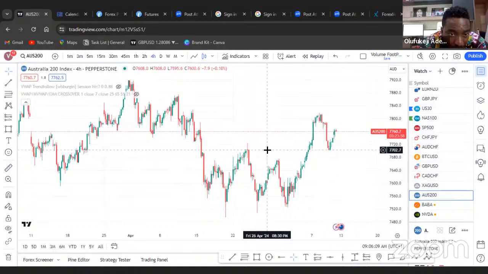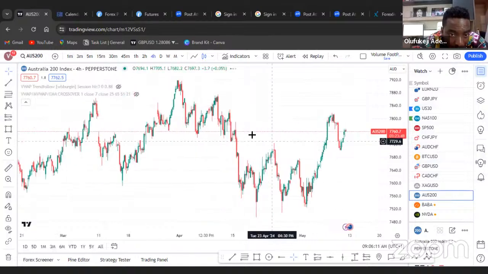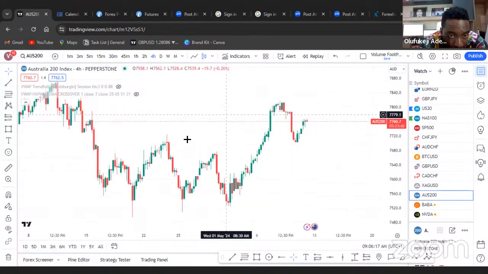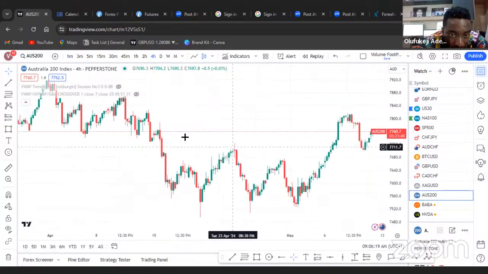Let's zoom in. That's the box there. No, zoom in. Make the candles bigger. Exactly. So this was yesterday.